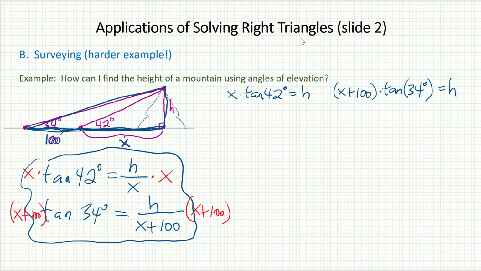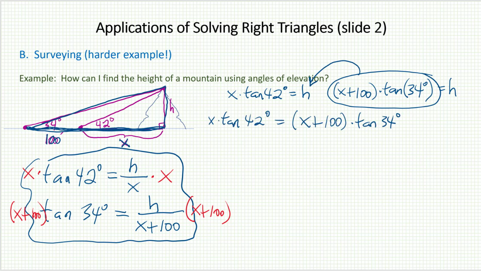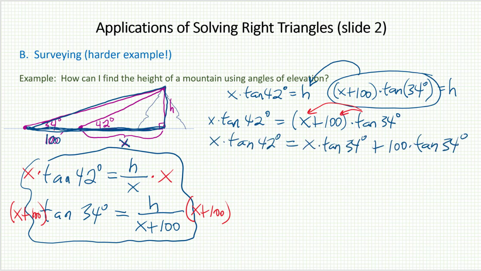Well, from algebra, I'll now use the method of substitution. If each of these things is equal to h, then I can simply take this and substitute it in for h in this equation. Now we've eliminated the h, and we can solve for x. Let's see, it looks like I should distribute over here on the right side of the equation, so let's do that. So the right side becomes x times tangent 34 degrees plus 100 times tangent 34 degrees.